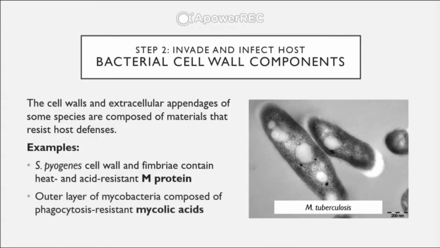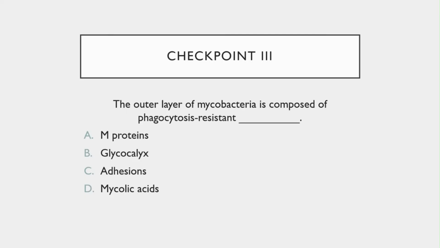Then we have the outer layer of mycobacteria, which is composed of phagocytosis resistant mycolic acids. If you recall, that's their acid-fast cell wall component. Checkpoint 3. The outer layer of mycobacteria is composed of phagocytosis resistant blank.